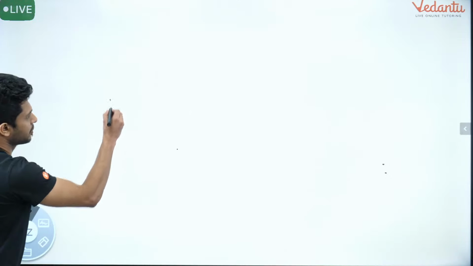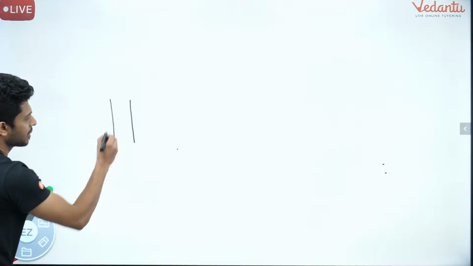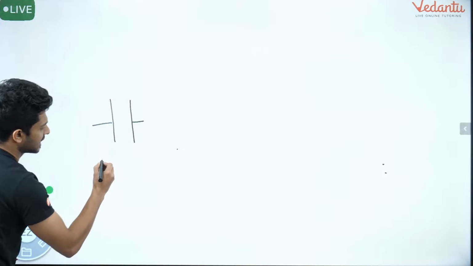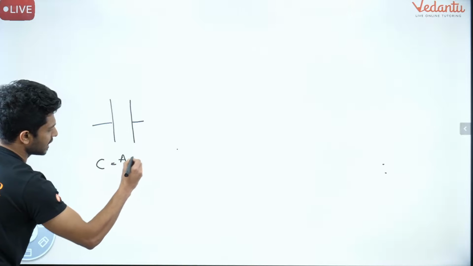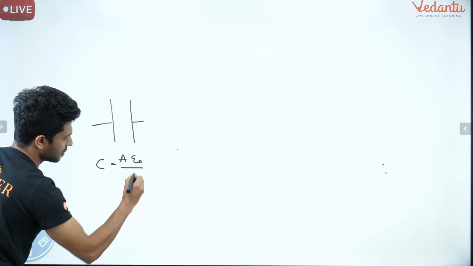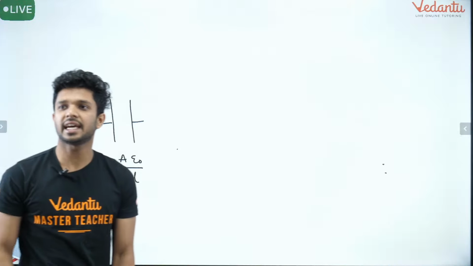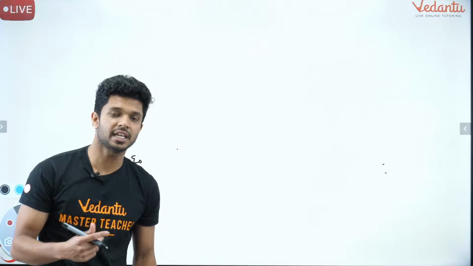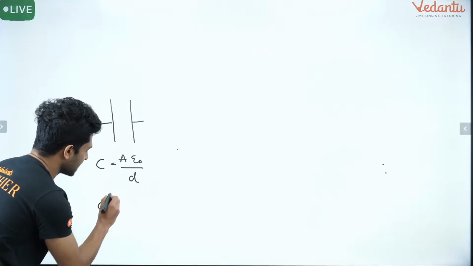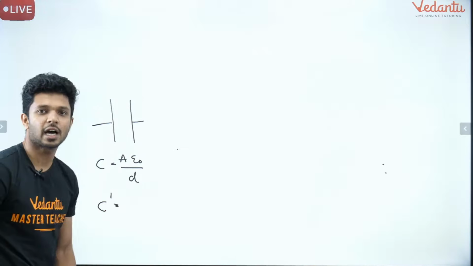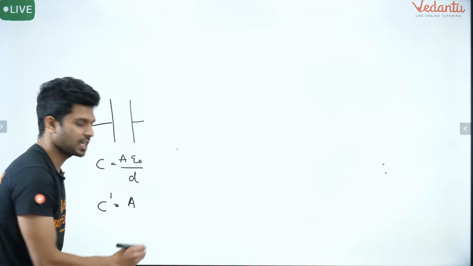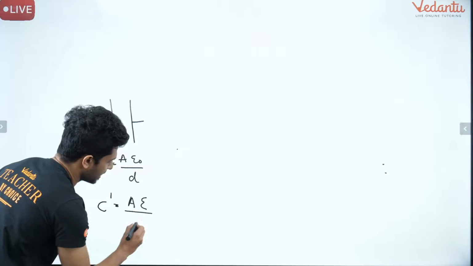We have the capacitor plates. If we have the capacitor plates, you know that the capacitance value is equal to A epsilon 0 divided by D if it was air. Yes or no? Now we are going to change that particular air into some other medium. In that case, the capacitance will obviously change. How much will it be? A into the permittivity of that particular medium, that is epsilon, divided by D.